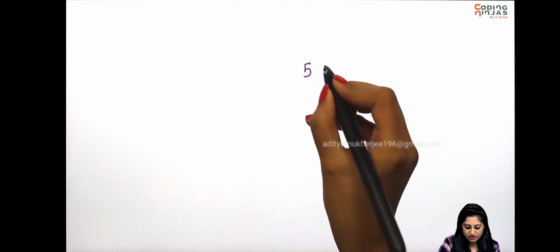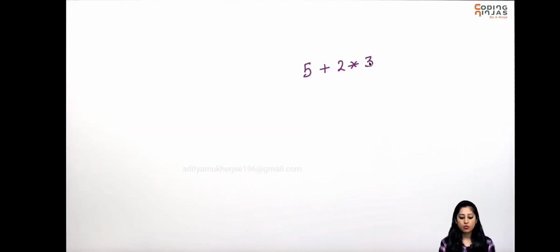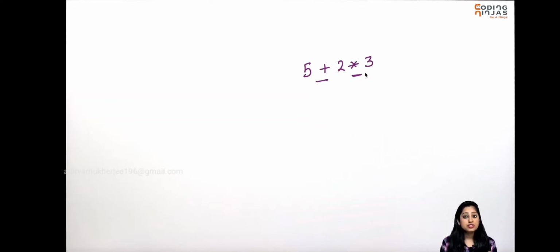For example, if you have a statement like this, let's say 5 plus 2 into 3. So what do you think is going to happen? Will 5 plus 2 happen first, then 7 will be multiplied by 3, or will 2 into 3 happen first and then 6 will be added to 5? So which operator will be actually evaluated first?